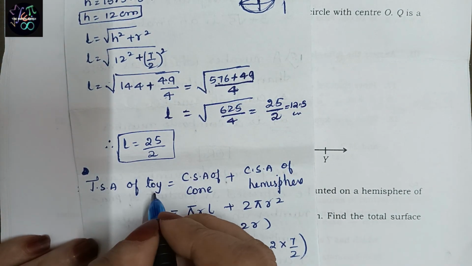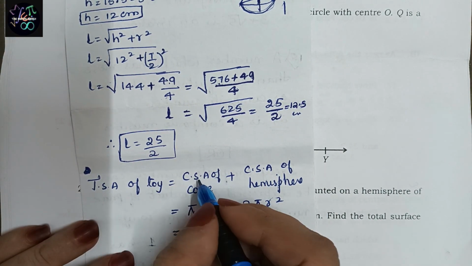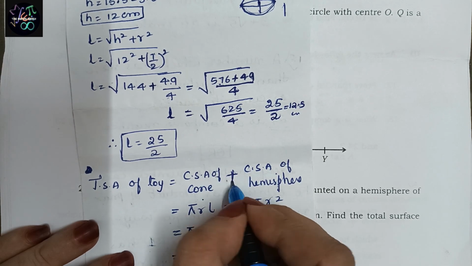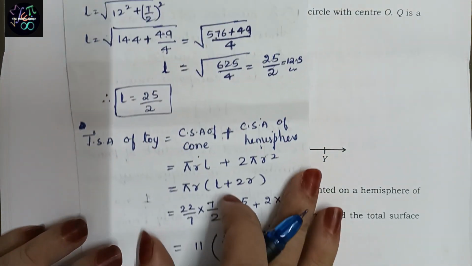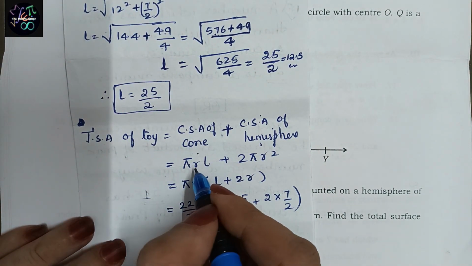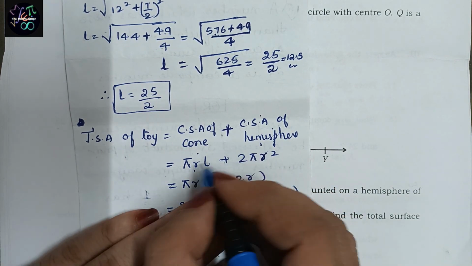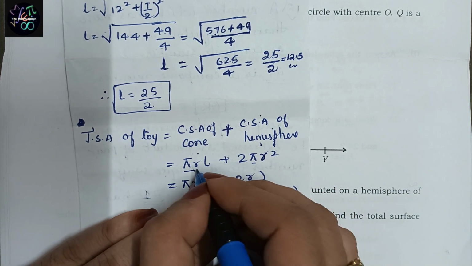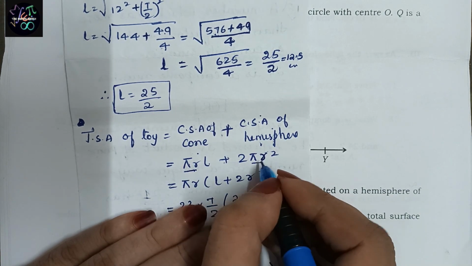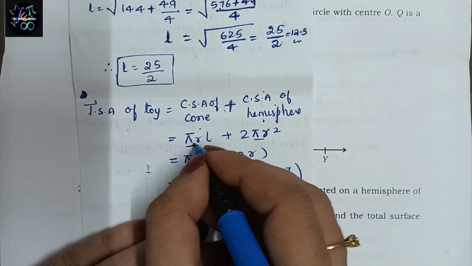Now TSA of the toy, total surface area of the toy, is nothing but CSA of cone plus CSA of hemisphere. Now we should know the formula for this. CSA of cone is pi r l plus 2 pi r square. Now we can see radius is same, pi and radius, pi r is common. So pi r, if I take common outside here, what is left?